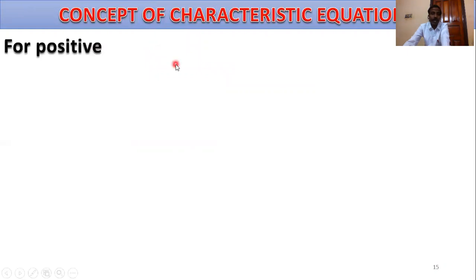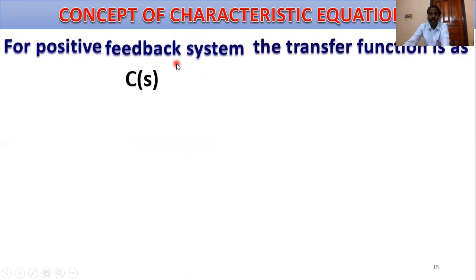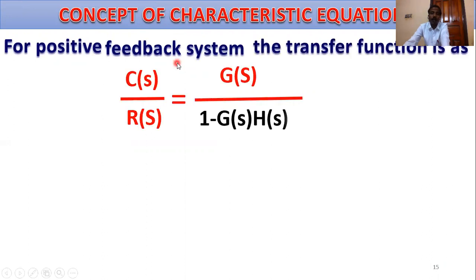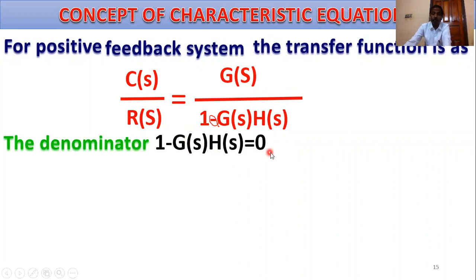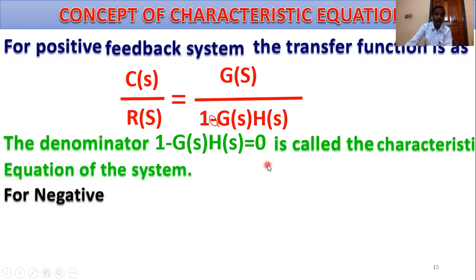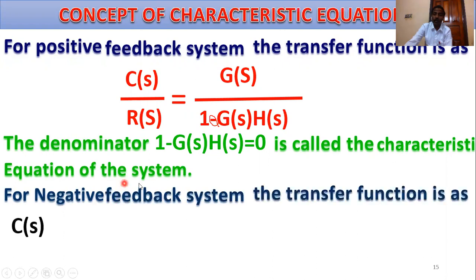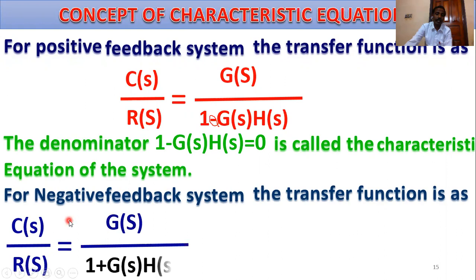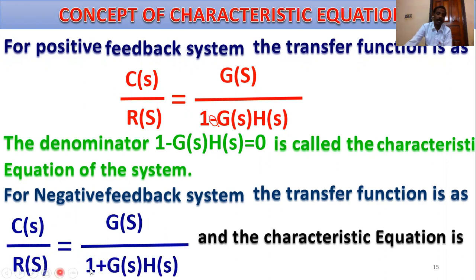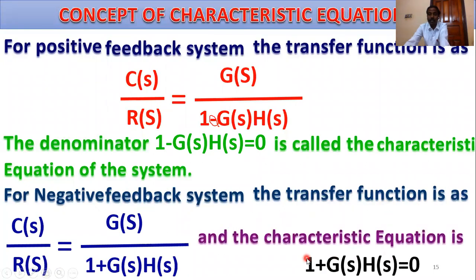So, the concept of the characteristic equation. For a positive feedback system, the transfer function is C(s) by R(s) equals G(s) by 1 minus G(s)H(s), because this is positive feedback. For positive, this is the negative signal. Then the denominator 1 minus G(s)H(s) equals 0 is called the characteristic equation of the system. And for the negative feedback system, the transfer function is C(s) by R(s) equals G(s) by 1 plus G(s)H(s), just a sign change. This is the negative feedback transfer function, and the characteristic equation is 1 plus G(s)H(s).